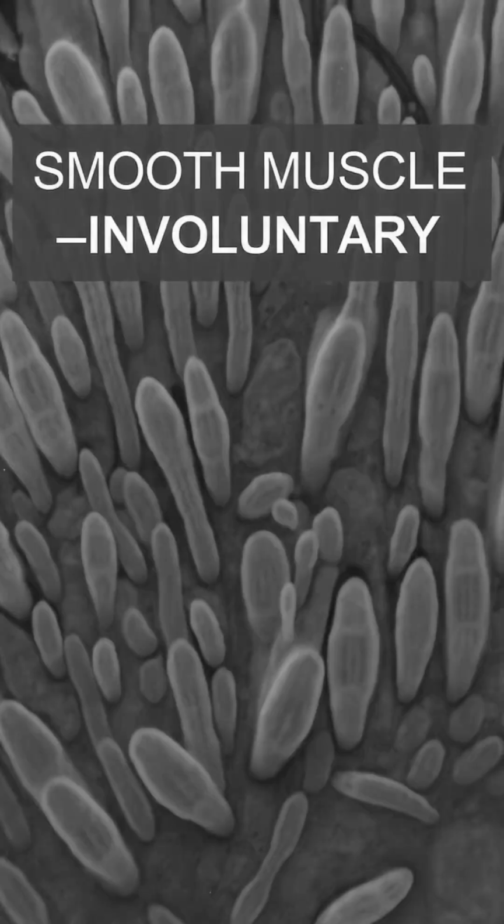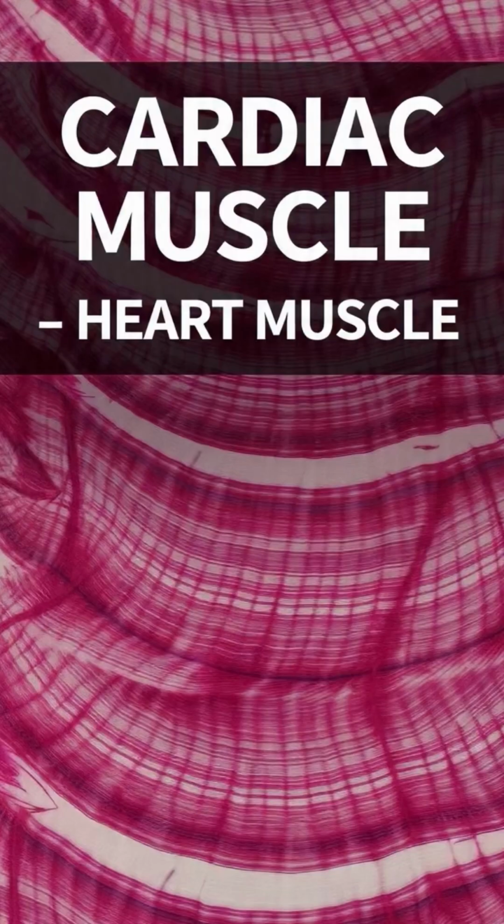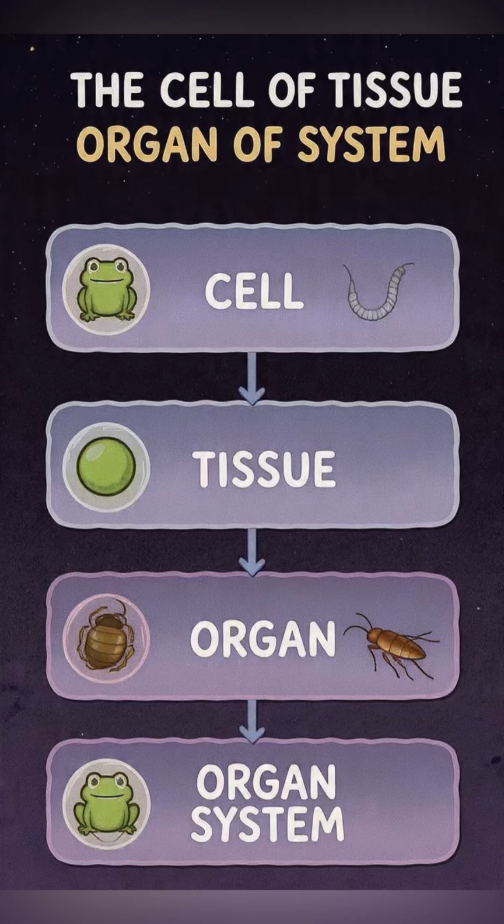Muscle tissues. Visual 37, striated muscle, voluntary, for locomotion. Visual 38, smooth muscle, involuntary, for organs like the intestines. Visual 39, cardiac muscle, heart muscle, involuntary but striated. Nerve and blood. Neuron, nerve cell, showing conduction of impulses. Blood, connective tissue transporting nutrients and gases.